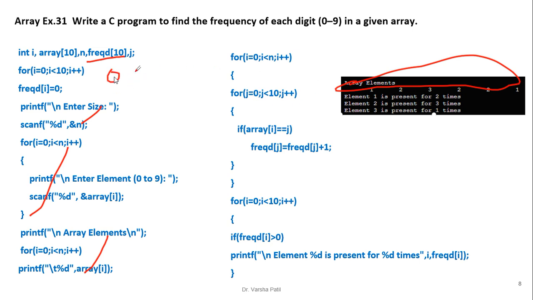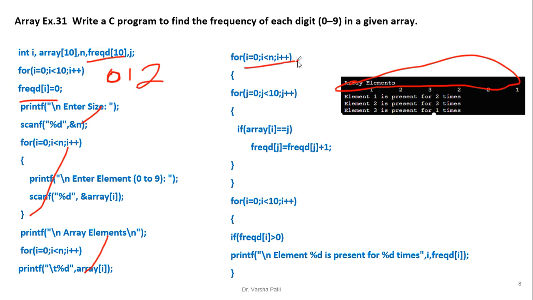Initially I am using this as a counter. So before starting the program, I am storing 0 in all the locations. This frequency array has 10 locations, and all 10 locations are filled with 0. The first location points to 0, the second to 1, the third to 2, then 3, 4, 5, 6. After that we need to use a nested loop.